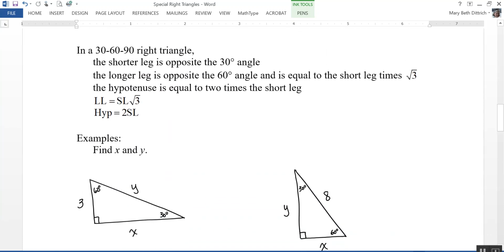In a 30-60-90 right triangle, the relationship between the sides is as follows. The short leg is opposite the 30-degree angle, the longer leg is opposite the 60-degree angle and is equal to the short leg times the square root of 3. The hypotenuse is equal to 2 times the short leg. And here are two little formulas I've come up with: long leg equals short leg times the square root of 3, and hypotenuse equals 2 times the short leg.